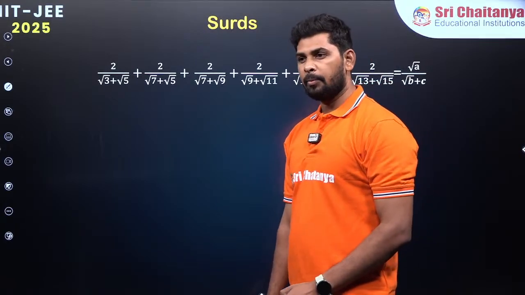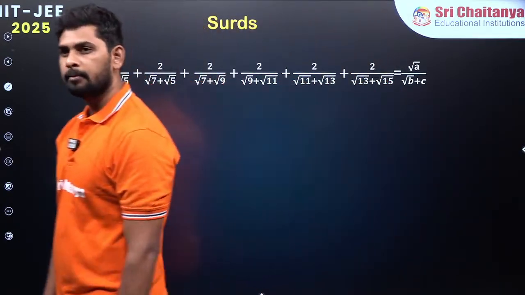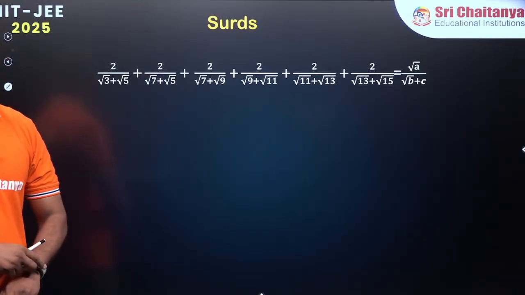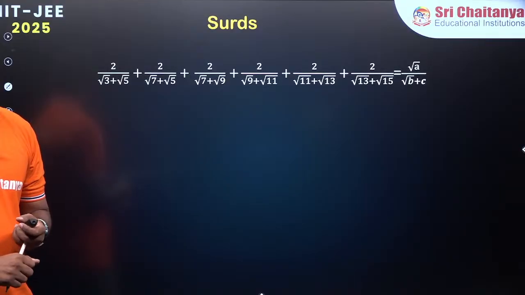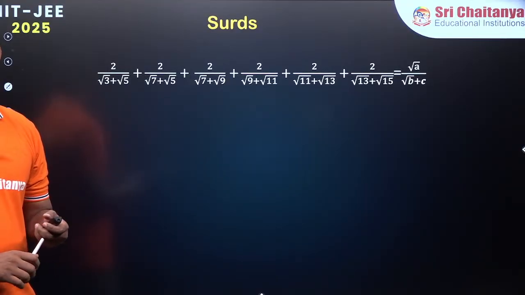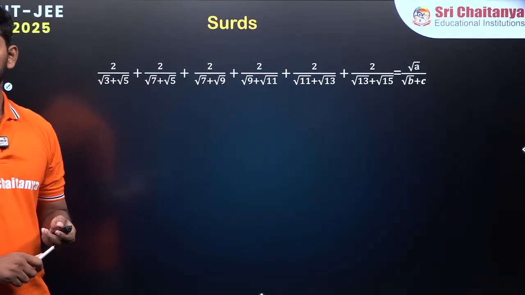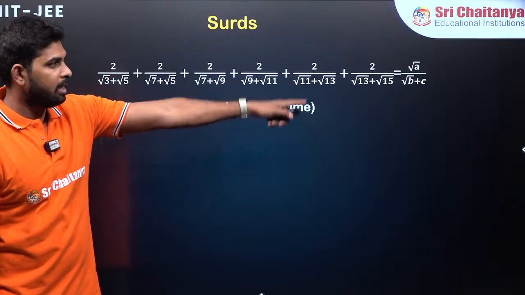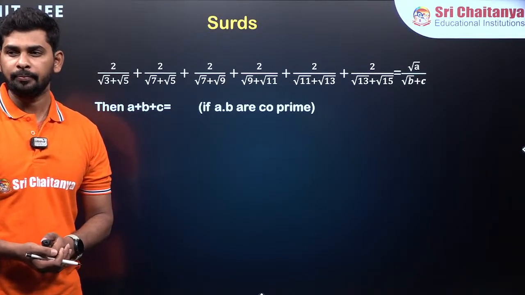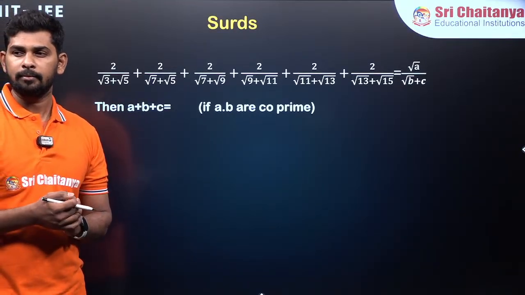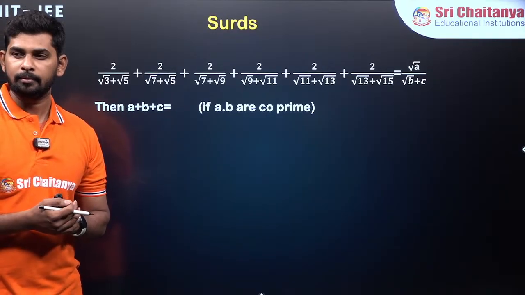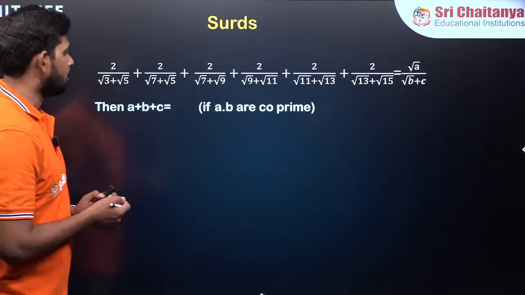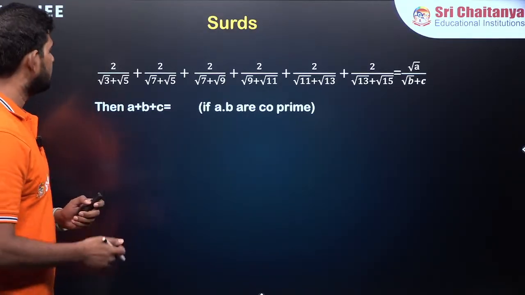There is a sequence of numbers. Let me know whether you can see the question or not. We need to find the values of A, B, C to get the value of A plus B plus C. Very nice, and some of you are trying. Right, let us see that.